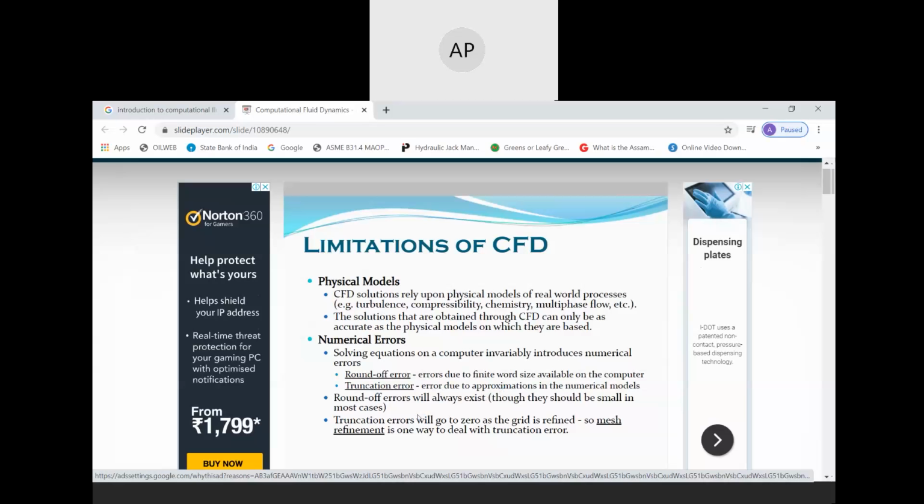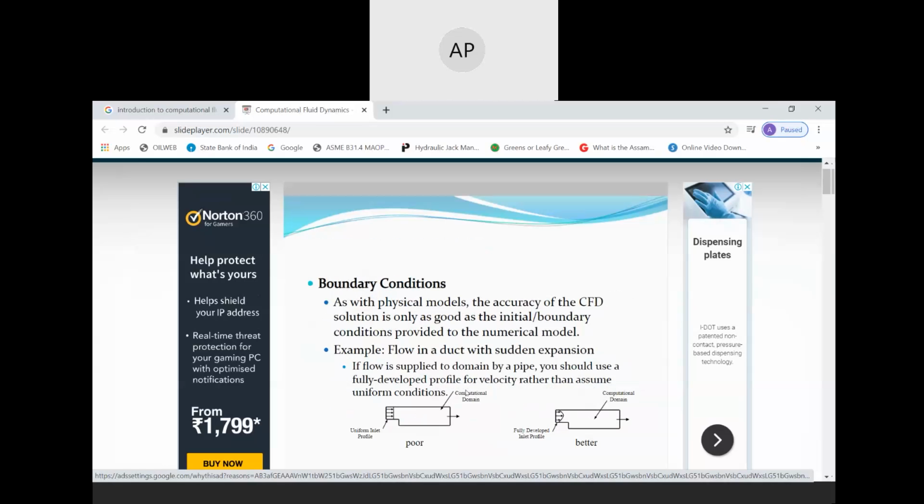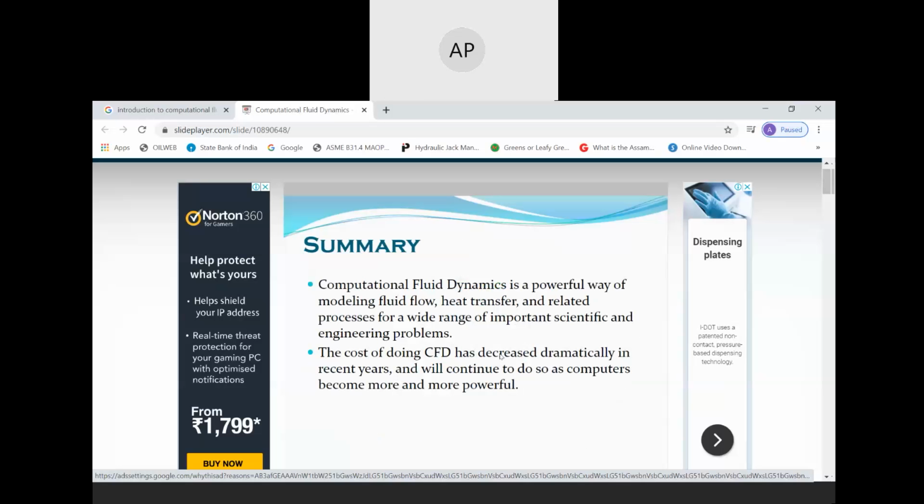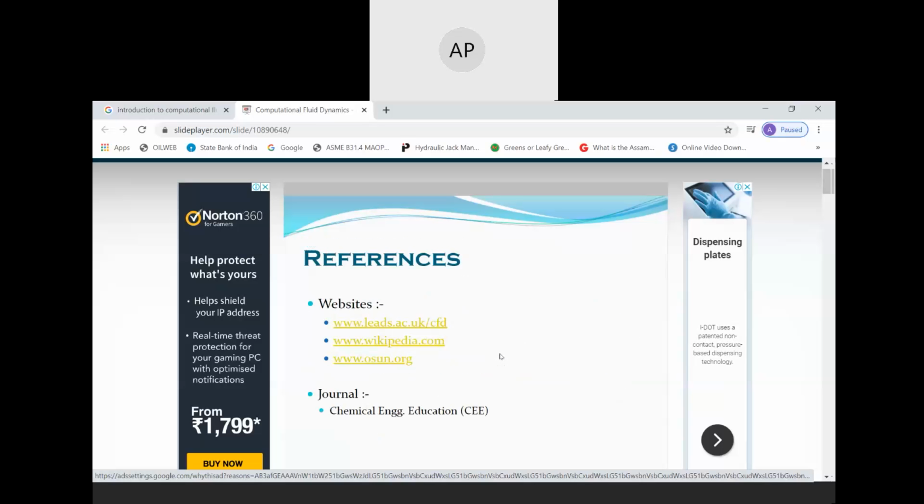Next is truncation errors. Truncation errors will go to zero as the grid is refined. So mesh refinement is one way to deal with truncation error. Boundary conditions. So these are some limitations of CFD.